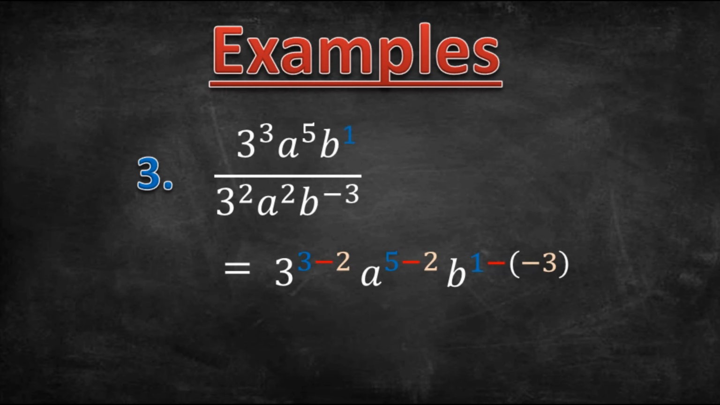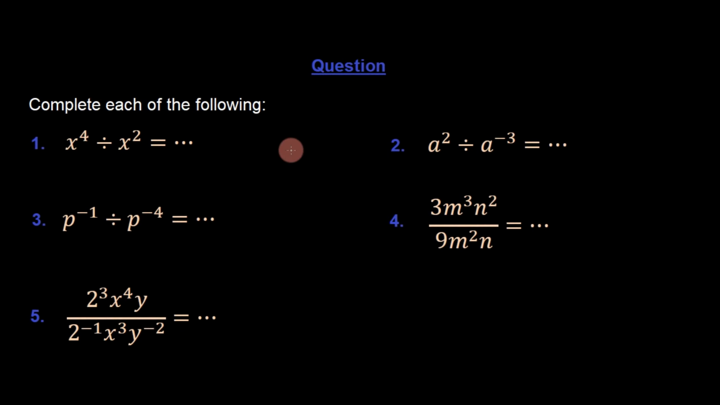Then simplifying, we get 3 to the power 1, which is just 3, a cubed, and b to the 4, or times b to the 4. Remember 1 minus negative 3 is 1 plus 3, which is 4. Once again, please try these questions before you look at the answers.